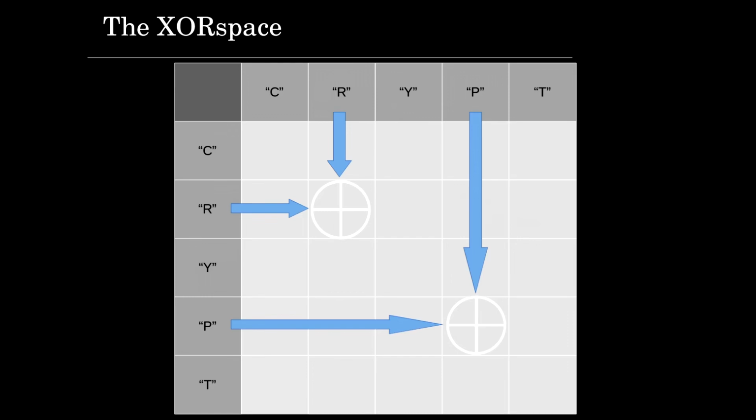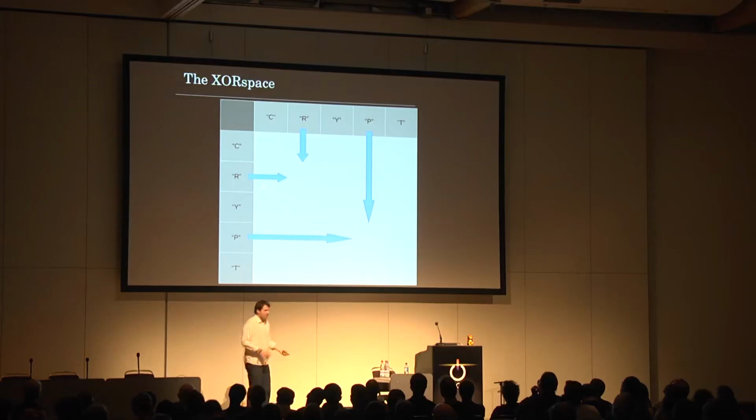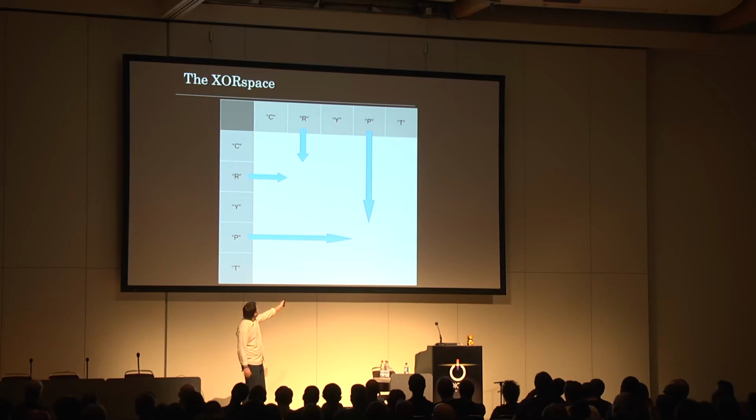Basically, if we take every byte from our original input and XOR it with every other byte, we're going to get this space, where every byte is XORed with every other byte. As you can see, for example, this square will be the result of XORing the R with the R, and it's going to be a null byte, because a thing XORed with itself is a null byte. And every tile in this space is going to be the XOR of the character from its column and the character from its row.